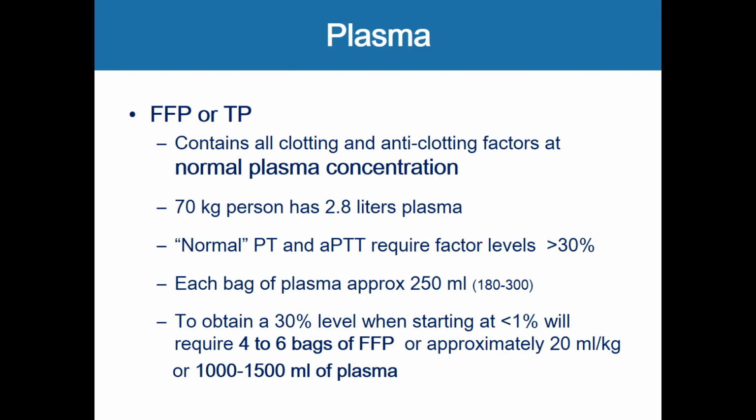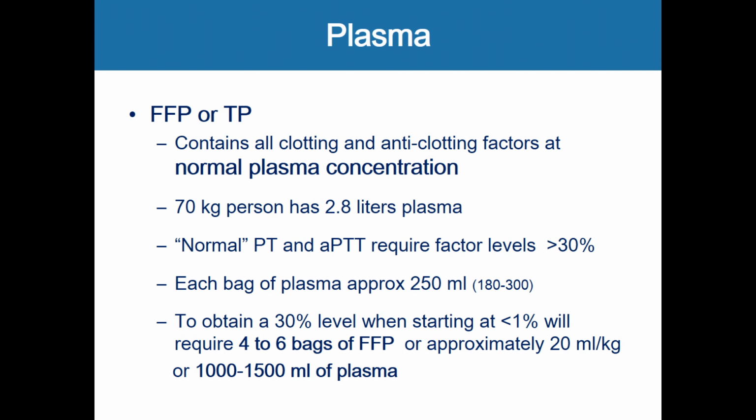So if you take a 70 kilogram person, that person has 2.8 liters of plasma. A normal PT and a normal PTT require factor levels that are generally of 30% activity or higher. Each bag of plasma has approximately 250 mLs of plasma. The acceptable range is 180 to 300.